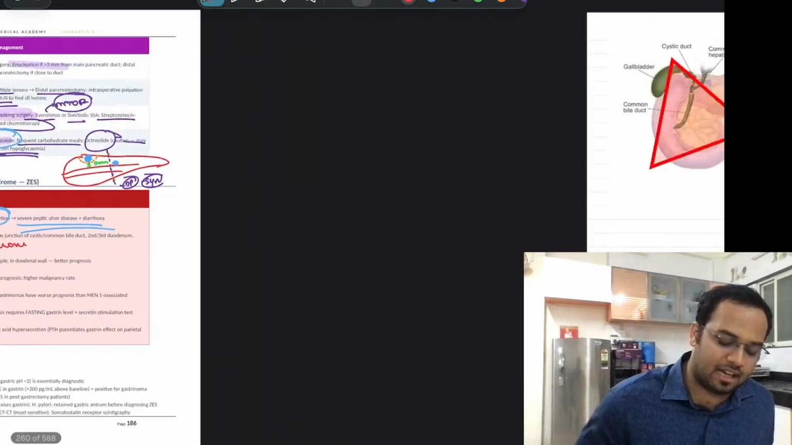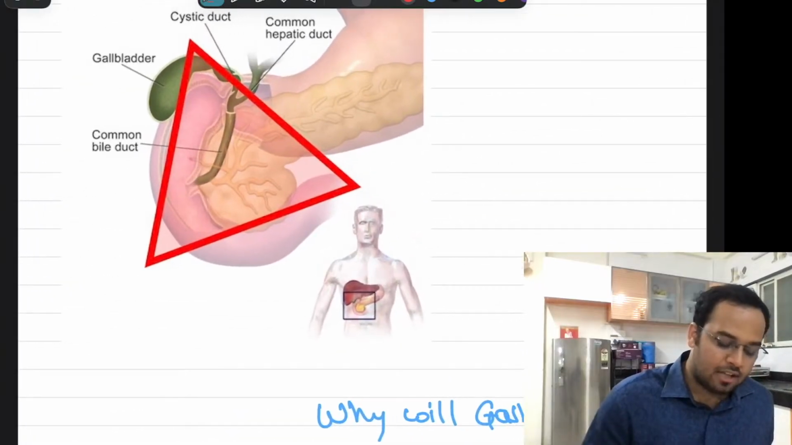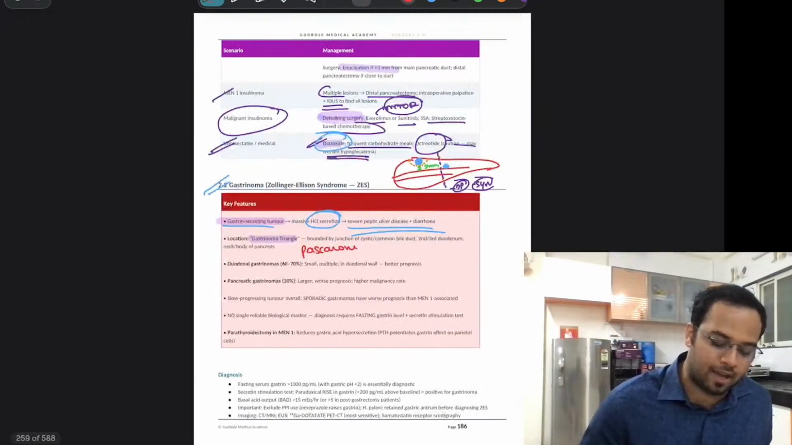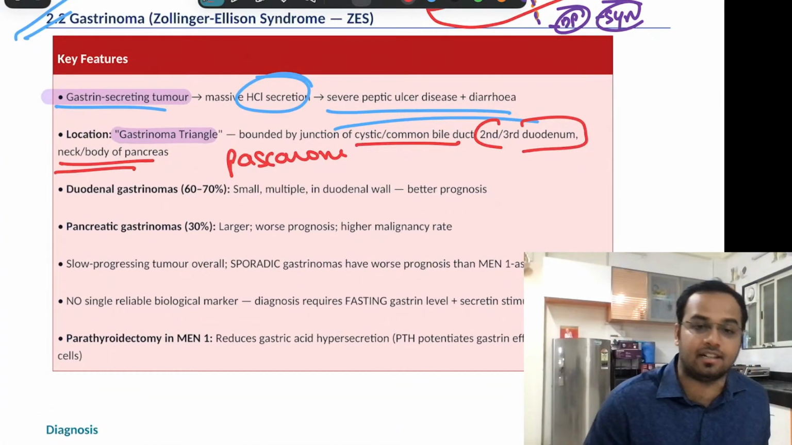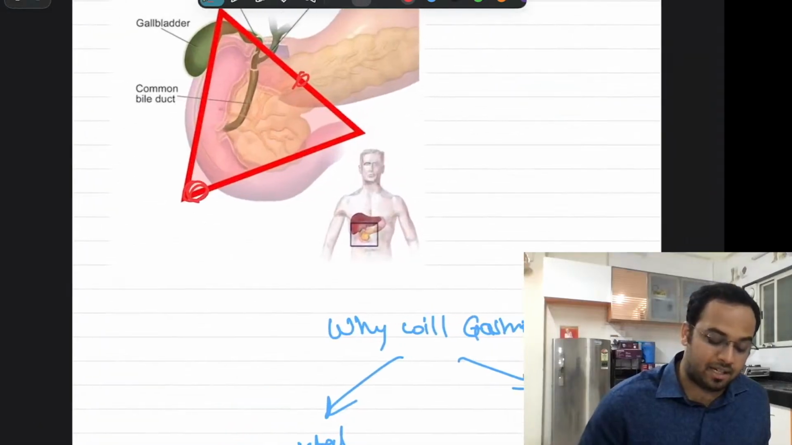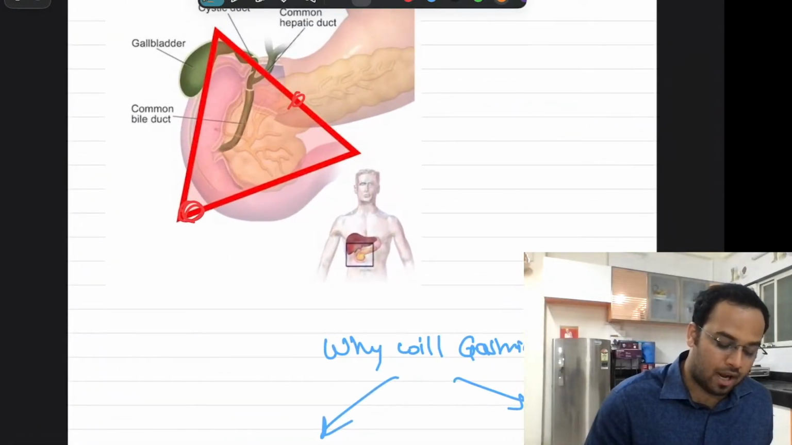So if I look at Passaro's triangle, this is the Passaro's triangle. You can see the junction of the common bile duct with the cystic duct. So this is the junction. Here is going to be D2 with D3 and the other is going to be the neck of the pancreas. If you join these three things, here it is going to be the Passaro's triangle. So it is the junction of common bile duct and cystic duct, second and third part of the duodenum, and neck and body of pancreas. This diagram has shown it a bit in the wrong way. The ideal triangle would have been like this. So this is going to be the Passaro's triangle where the gastrinoma is going to be present.